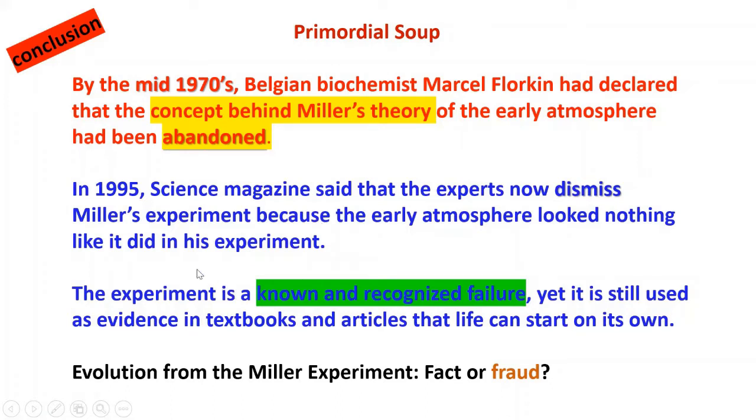So what's the result? The experiment is a known and recognized failure, but it is still used as evidence in textbooks and articles that life can start on its own. So we come to the conclusion, evolution from the Miller experiment: is it fact or fraud? You know, people have been perpetuating this wrong thinking that primordial soup actually produced all the life that now exists in our world. And that is definitely not true.